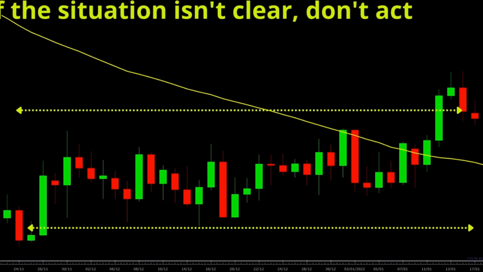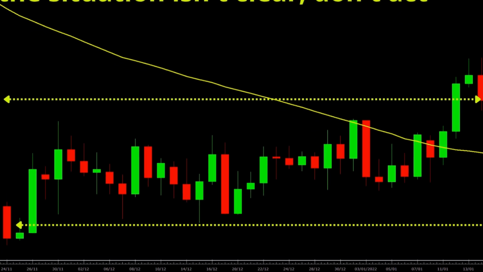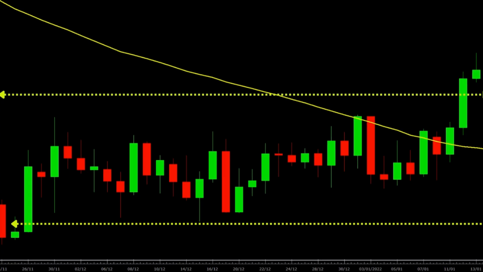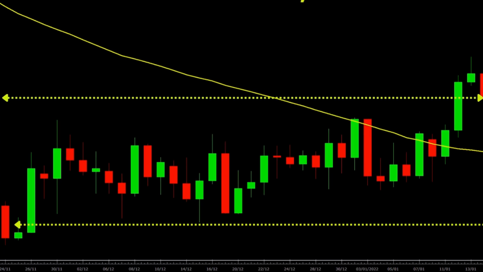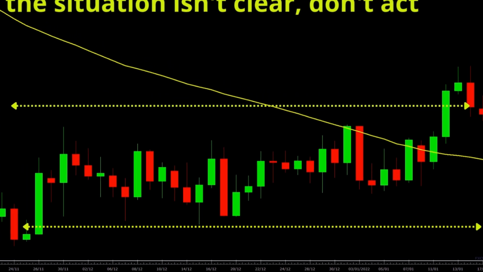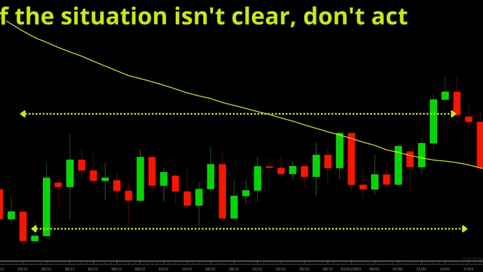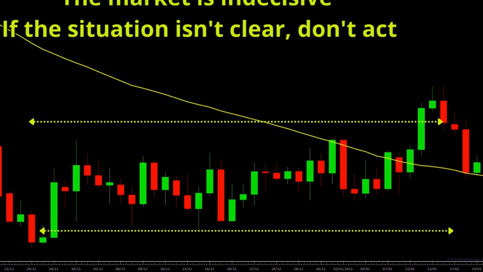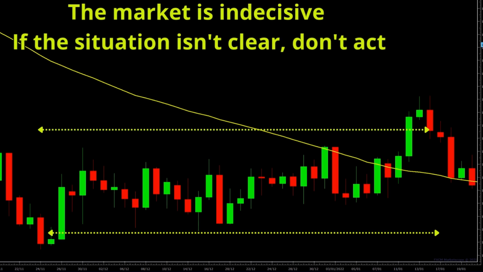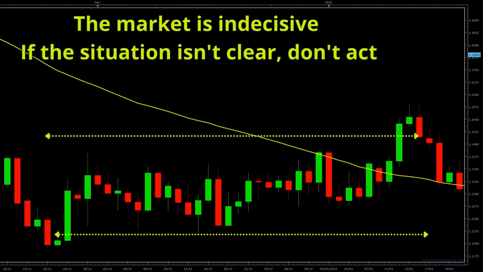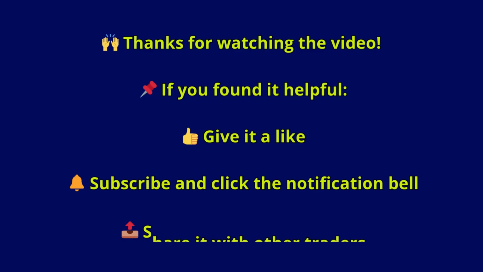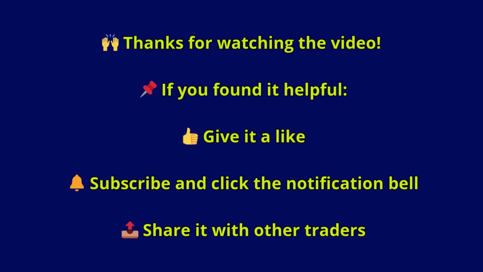When you see price action bouncing sideways in a tight range, the market is in consolidation. The most crucial rule for the entire system applies here. If the situation isn't clear, don't act. Wait for the market to give you a clear, powerful signal. That concludes the SMA 50 momentum strategy.